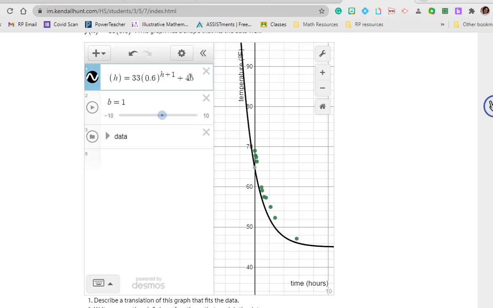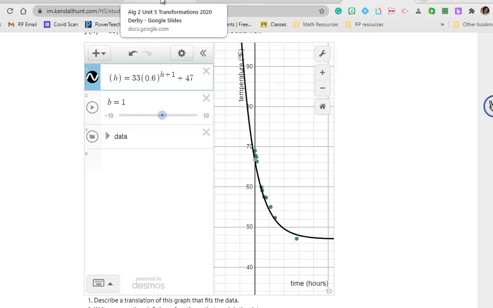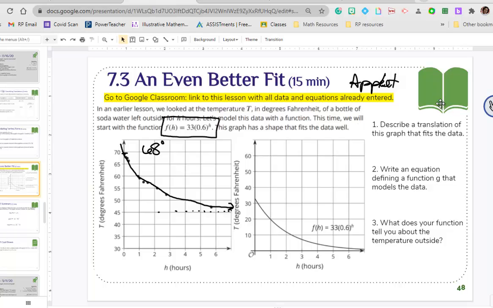Adding 45 is pretty close. Adding 47 is pretty close. Really anything in there seems to be making sense to me. So going back to our workbook, some information that I would be writing down here. I'd be saying to describe a translation that better fits the data.